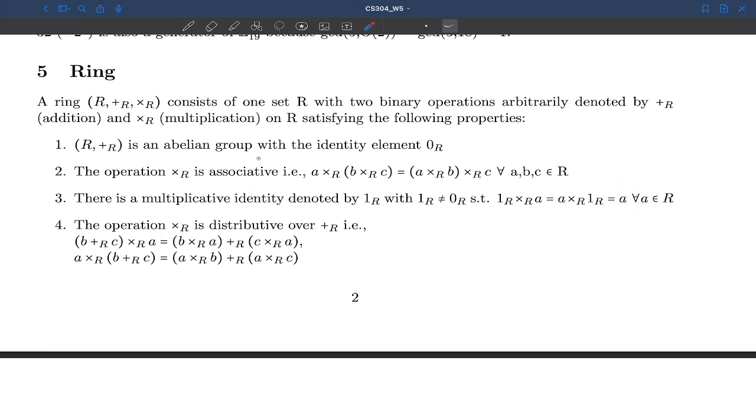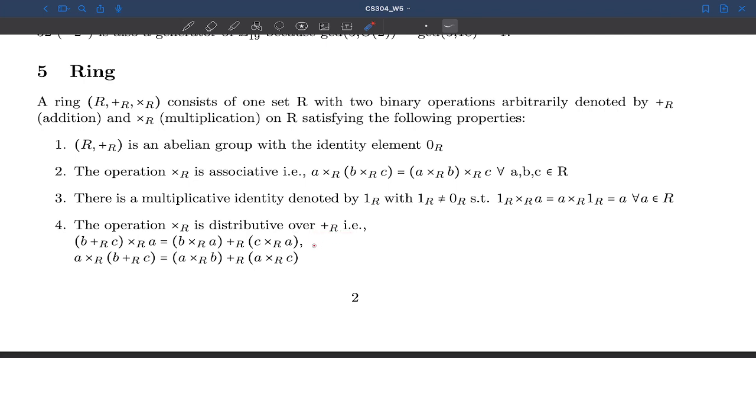So what are the conditions we have considered so far? It should be an abelian group with respect to the first operator, and it should be associative with respect to the second operator, and the identities of both operators should not be equal. And the fourth condition is that the second operator should be distributive over the first operator.